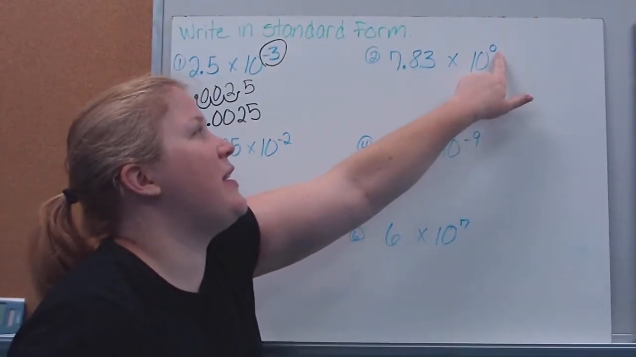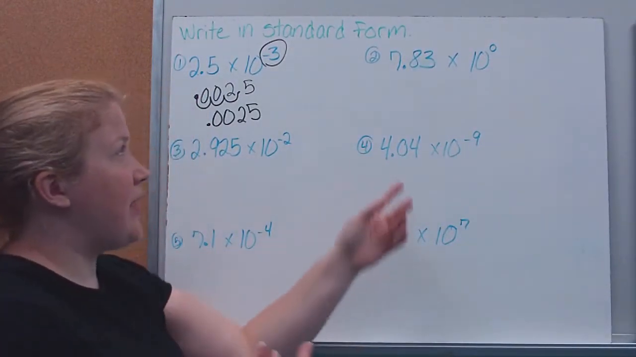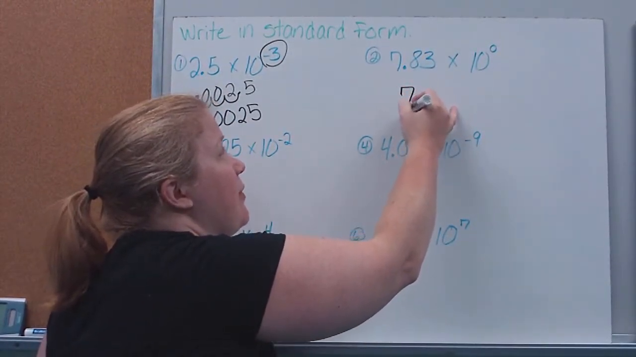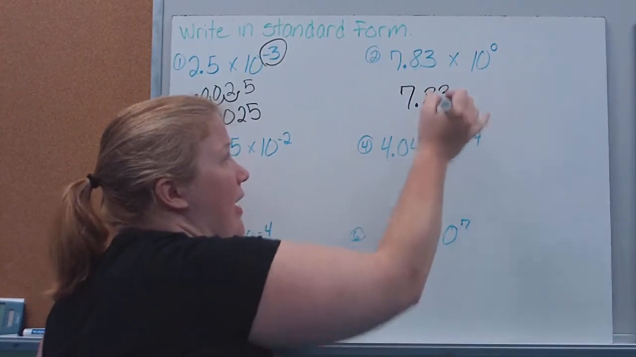Over here, I have 10 to the 0 power. This is kind of pointless to write in scientific notation because 0 tells me I'm not moving my decimal, so that just means this is 7.83.